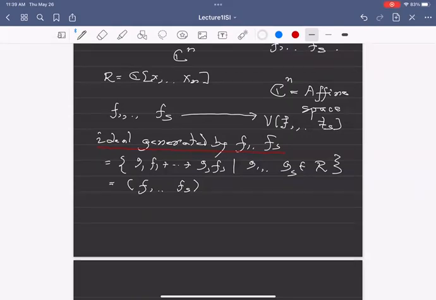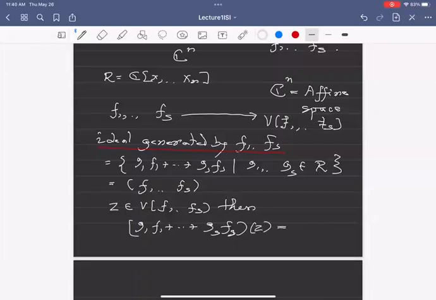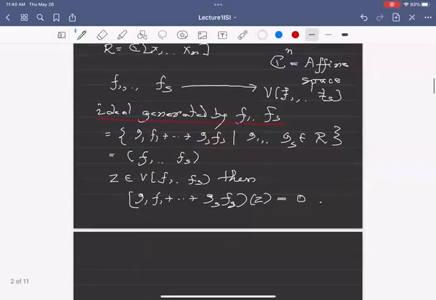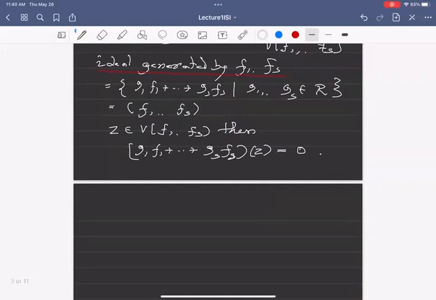Thank you, sir. So now look at the ideal generated by f1 up to fs. And this has infinitely many polynomials. If I take a common zero, if z belongs to the variety defined by f1 up to fs, and I take a polynomial in the ideal generated by f1 up to fs and evaluate this at z, that is also zero, because the fi(z) are zero. So this polynomial is also zero.